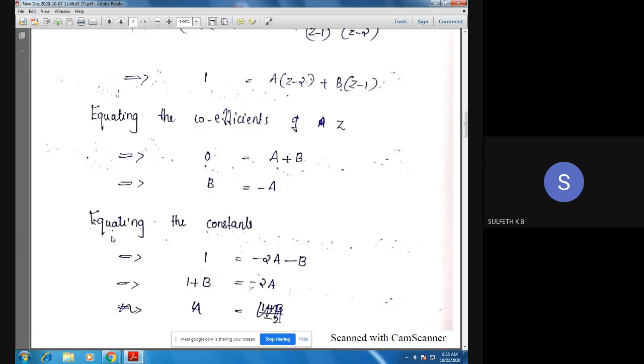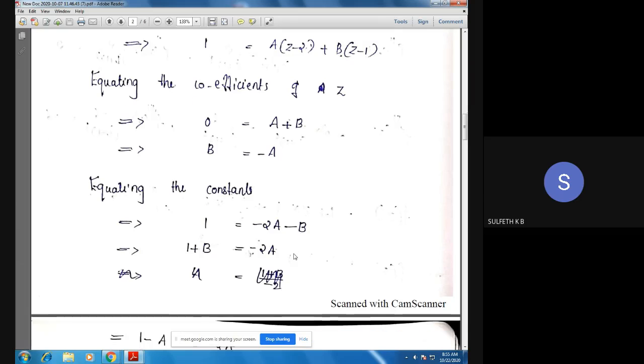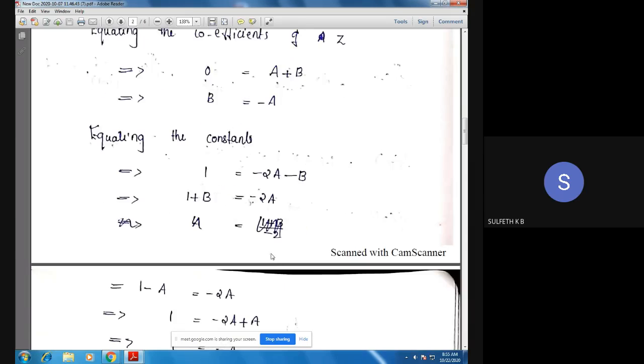Then we have to equate the constant terms. Here the constant term is 1, and on the other side, A is a constant, so minus 2 into A gives minus 2A. The constant B into minus 1 gives minus B. We get the equation 1 is equal to minus 2A minus B. Rearranging these terms, we get 1 plus B is equal to minus 2A.